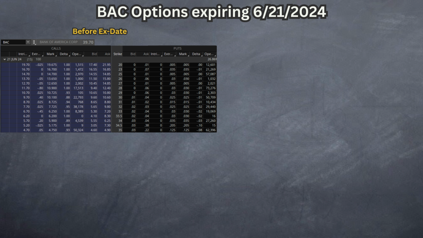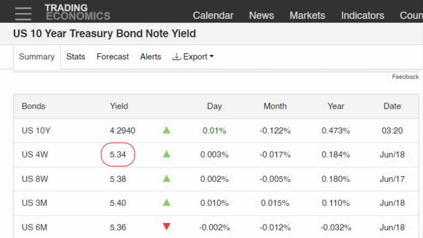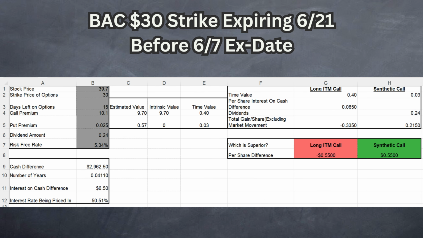Now let's go ahead and enter the information into our spreadsheet, and for right now, I'll use the midpoint on the options. We also need a new risk-free rate because our option duration has changed. Initially, it tells us that the long call will underperform the synthetic call by 55 cents.